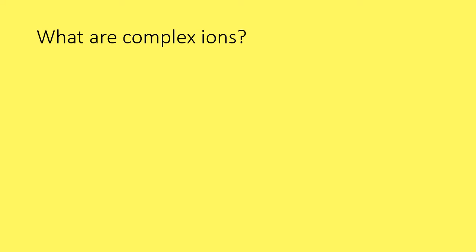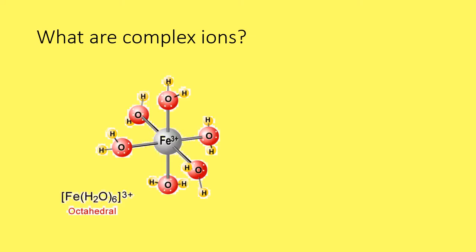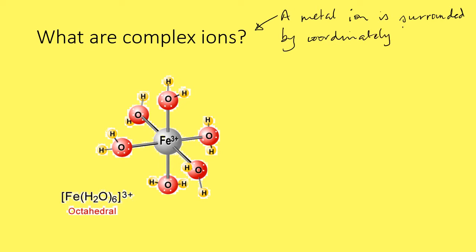Okay, first lesson objective is what are complex ions. Let's get our picture of our complex ion up again, and we want a definition. So the definition of a complex ion is where a metal ion is surrounded by coordinately bonded ligands.